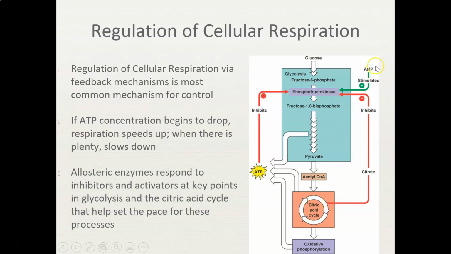But we can also create this compound called AMP, which is a byproduct of some other molecules in your cells, and it stimulates the enzyme so it can speed it up if we don't have enough. And so using those molecules to either inhibit or speed up the process can really set the pace for these processes as you need them.